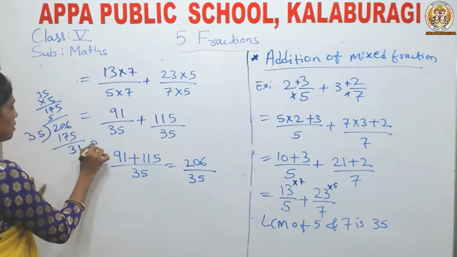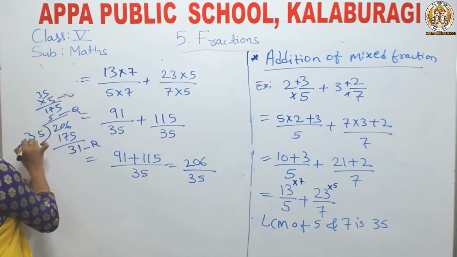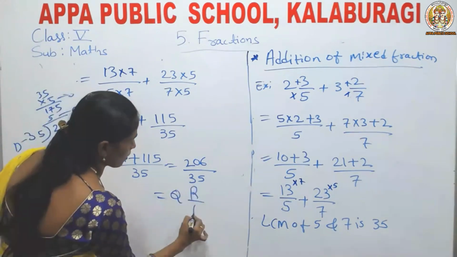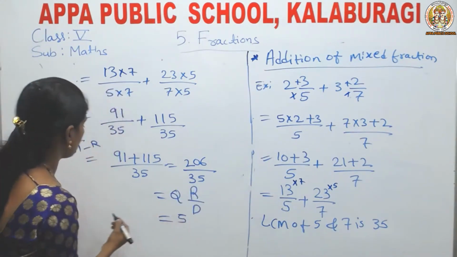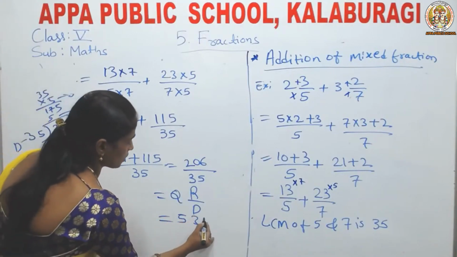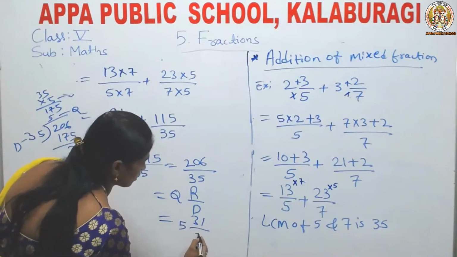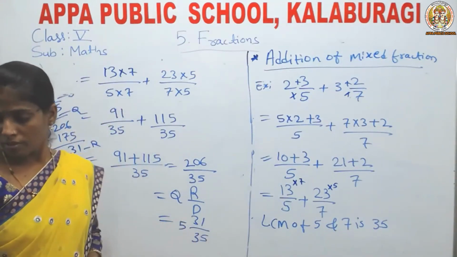This is R, Q and this is D. Writing QR. Okay, that is Q means 5, R means 31 divided by 35. Okay, this is QR form.